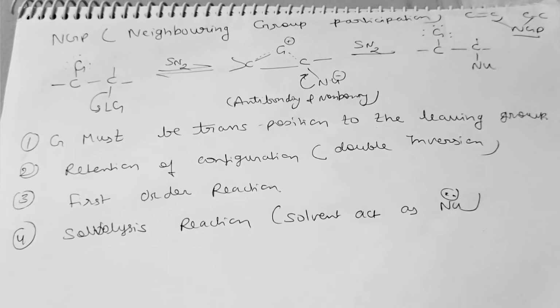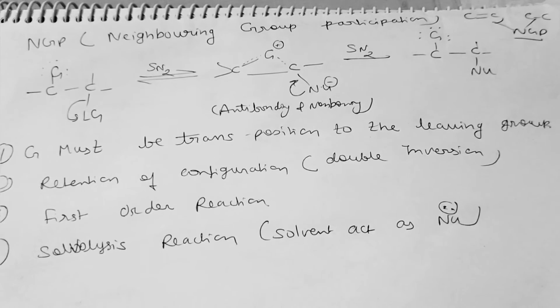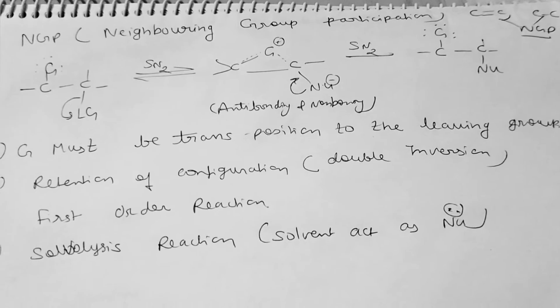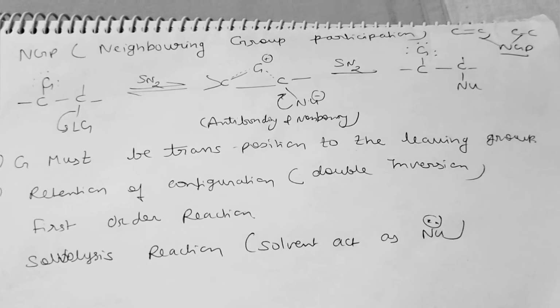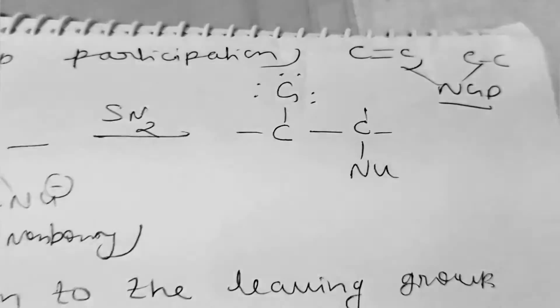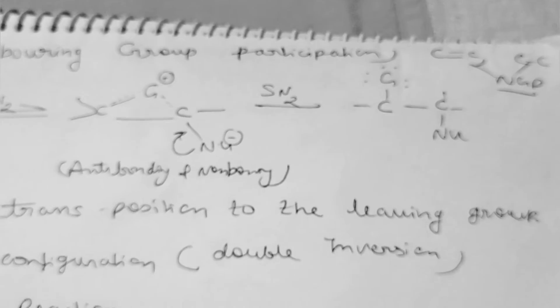Earlier we did NGP, neighboring group participation. Today we will cover NGP, but with the involvement of alkene and alkane as an NGP. I am showing you C double bond C and C–C, and how they are involved, meaning how sigma and pi bonds are involved as NGP.